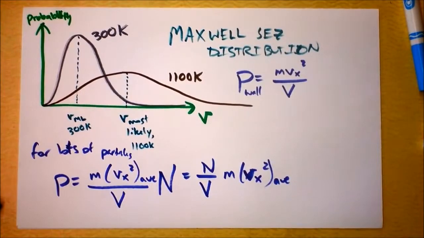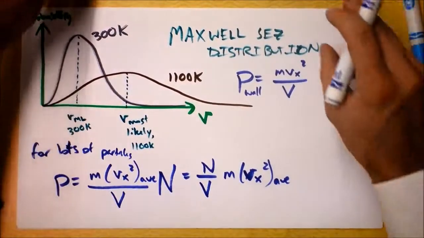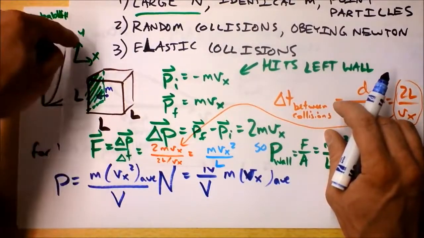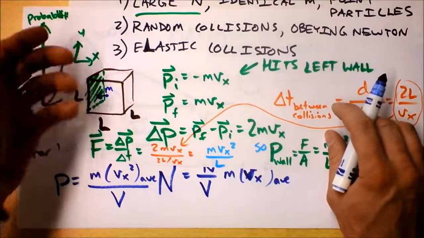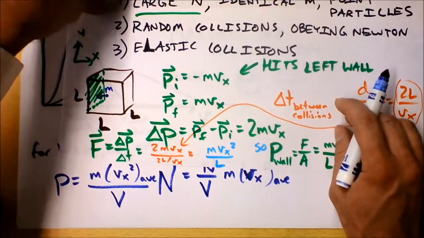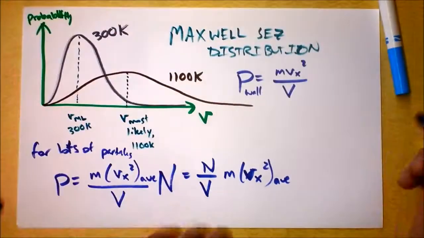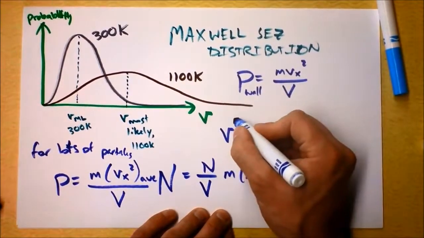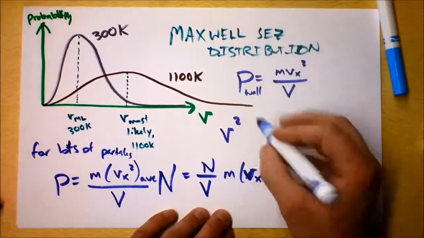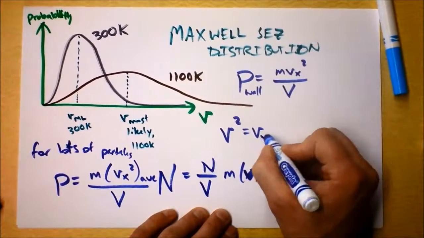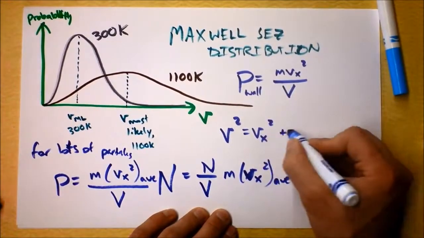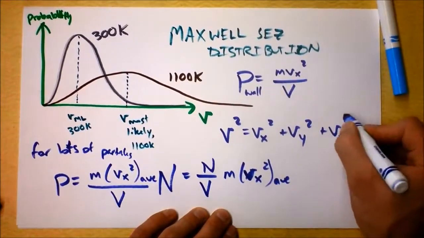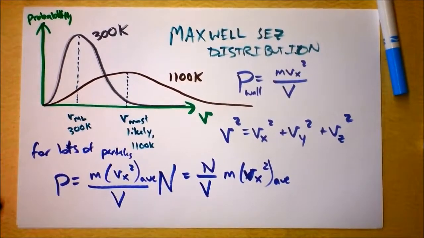My next step is to point out to you that there's nothing special about the x direction. The x direction is exactly the same as the y and is exactly the same as the z in and out on this diagram. And so we can notice that v square, the velocity squared, is equal to the x velocity squared plus the y velocity squared plus the z velocity squared in 3 dimensions, right?